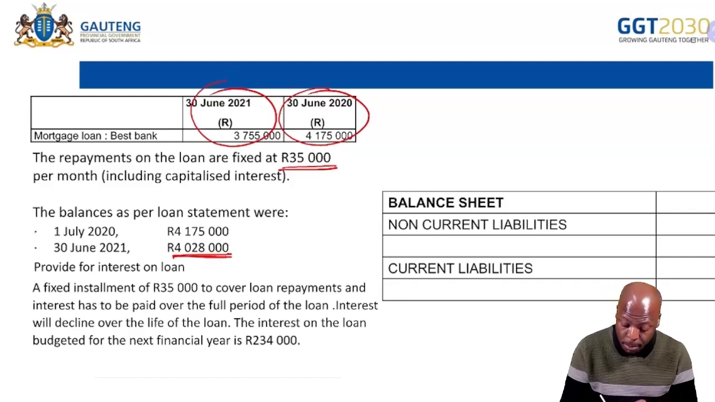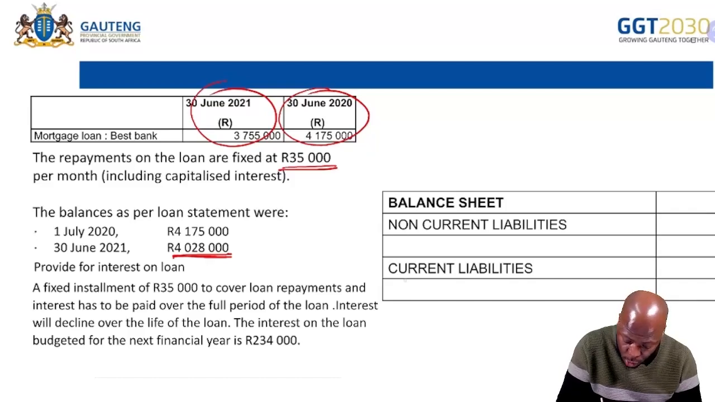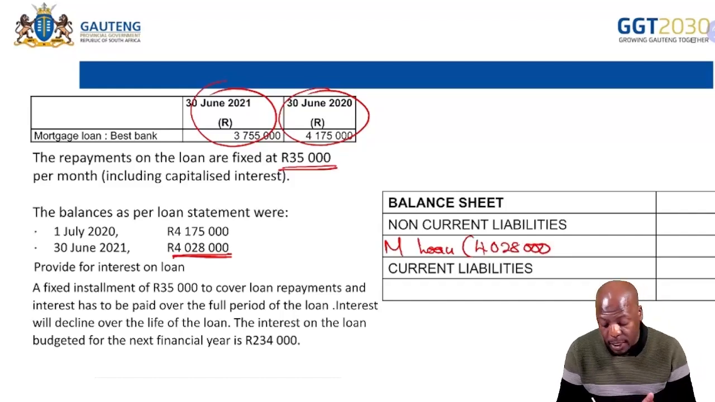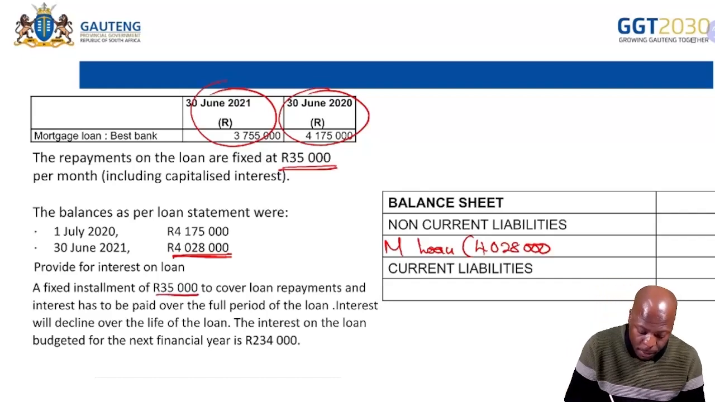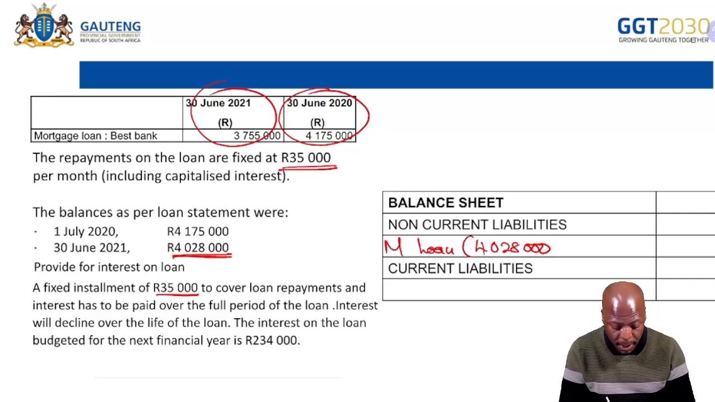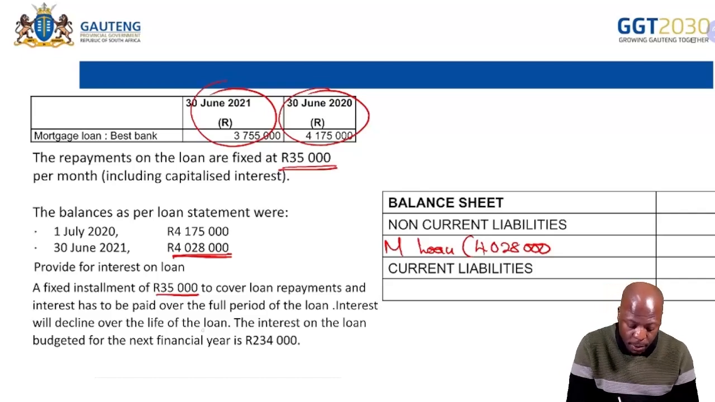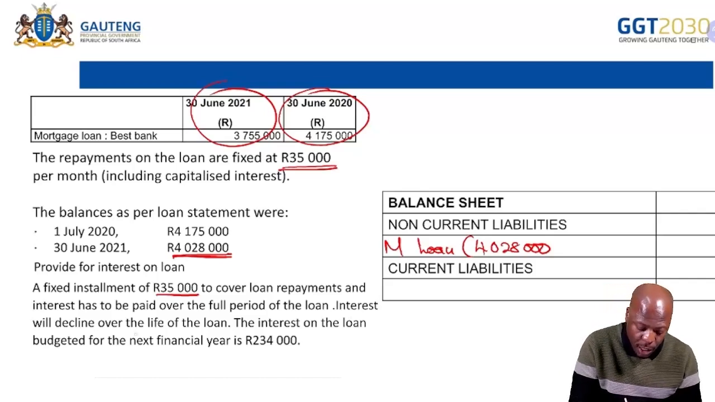That means if I'm to come to my balance sheet, I'm just going to say my mortgage loan. I'm going to come here and say my mortgage loan is how much here? It is 4,028,000. But what I'm picking up here is we still are going to make fixed installments of 35,000 to cover the repayment. And interest has to be paid over the full period of the loan. Interest will decline over the life of the loan. The interest on the loan for the budgeted period is going to be 234.